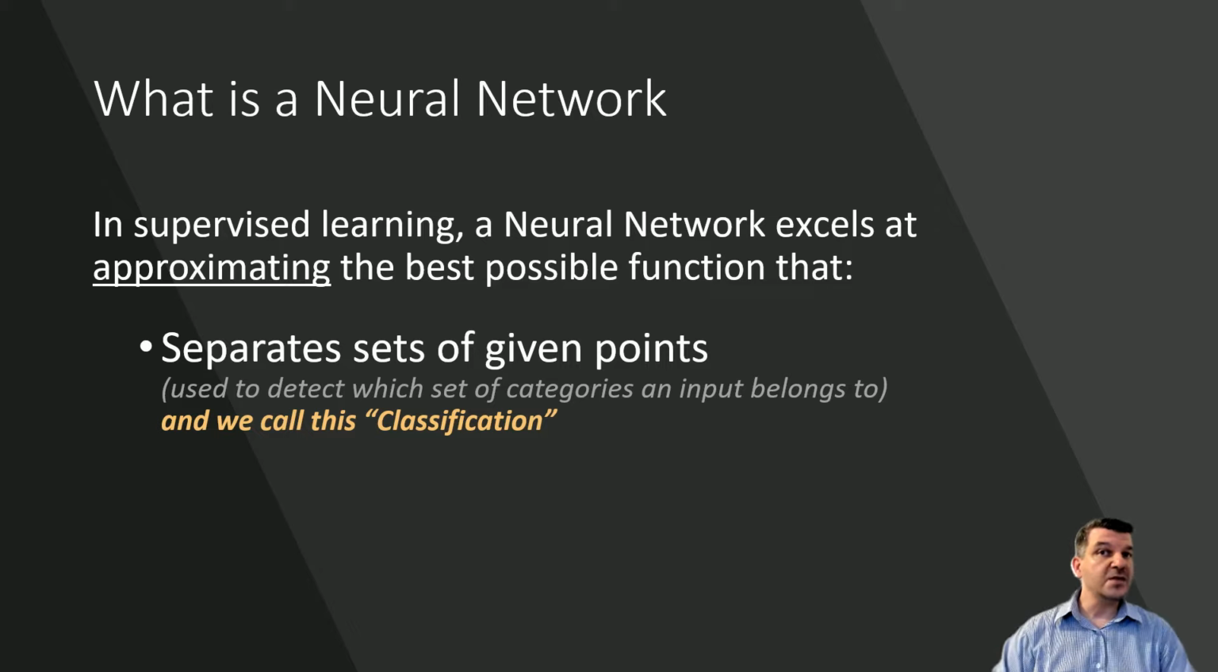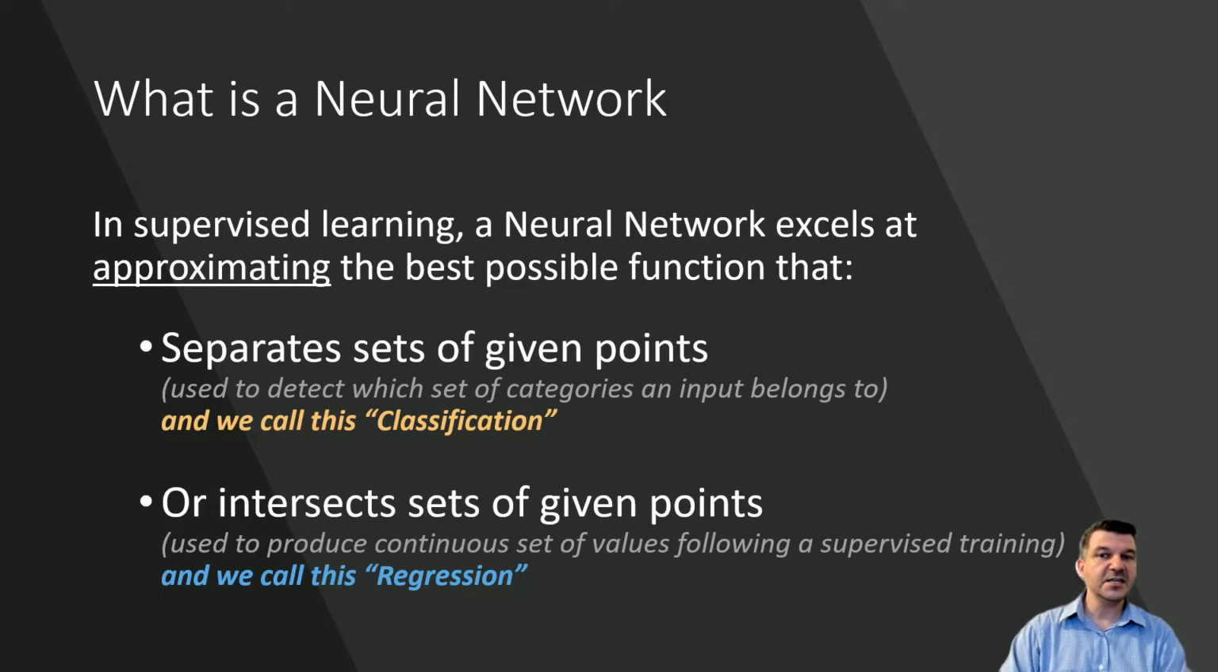So when we introduce the neural network with new data that is unlabeled, based on its previous training, it will try to classify which of the probability spaces this data belongs to. All right, so this is classification. Now, the other thing that a neural network excels at is finding the best possible function that can intersect a set of given points, thus going as close as possible to these points. And this is regression.